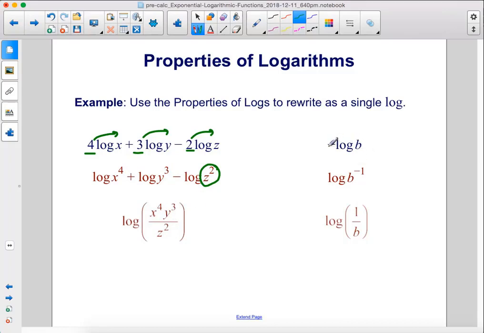Over here we have negative log b, so this negative 1 becomes the exponent. So we have log of b to the negative 1 power, which means that we could rewrite this as 1 over b.